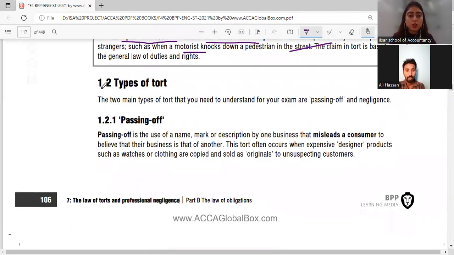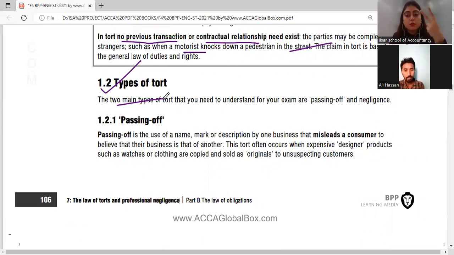Next, types of torts. There are two main types of torts. Number one, it is passing off. Number two is negligence. What is passing off and what is negligence? Negligence, हमने understanding ले ली है with examples like when a driver is driving a car and he's being careless. Number two, when a barber is cutting in the salon and he's being careless. Number three, a surgeon is performing a surgery and he's being careless. So वो ये सब negligence के ज़ुमरे में आ जाते हैं. But what is passing off? Please read.